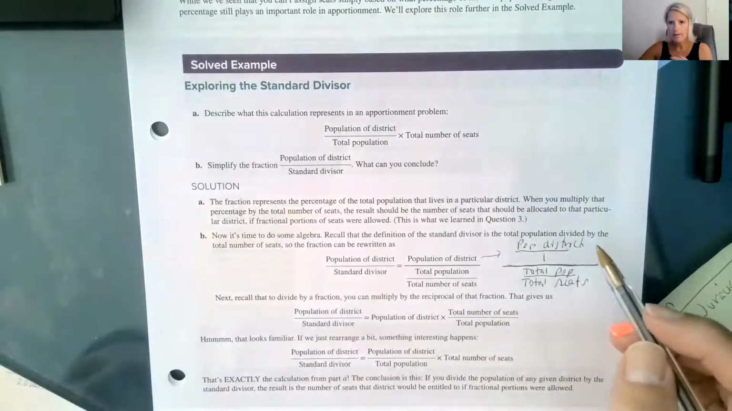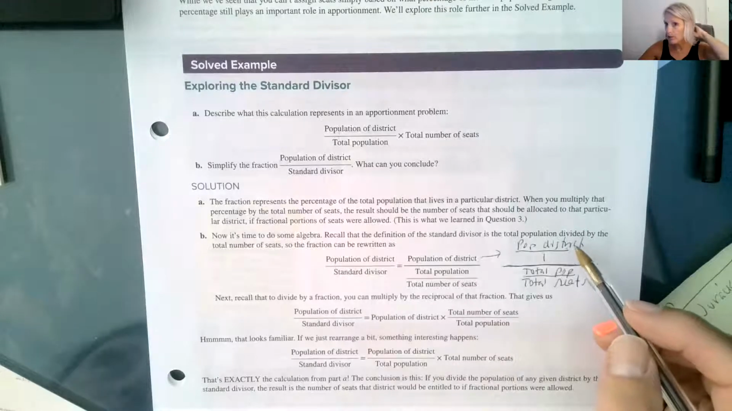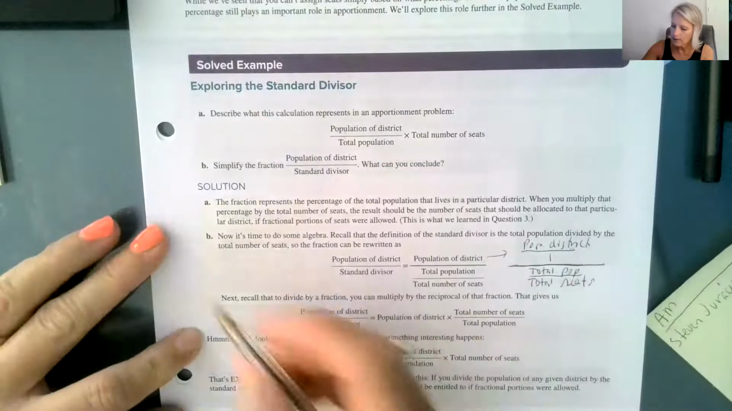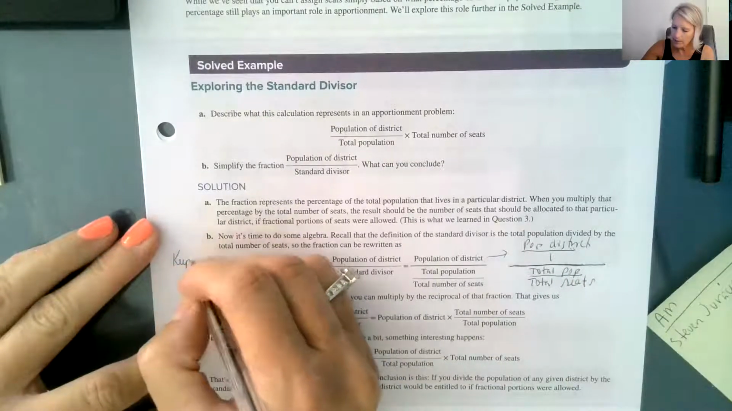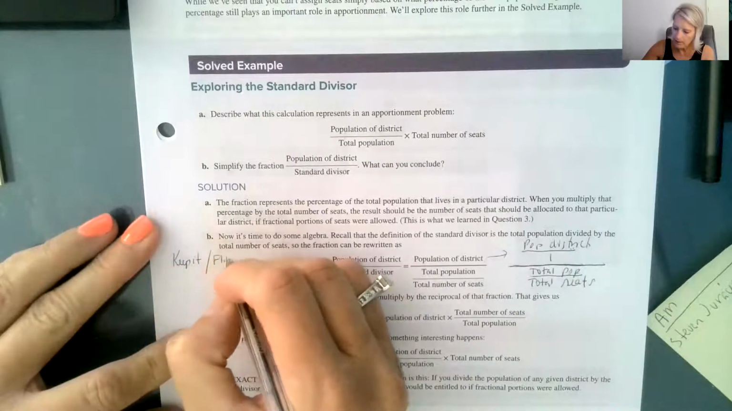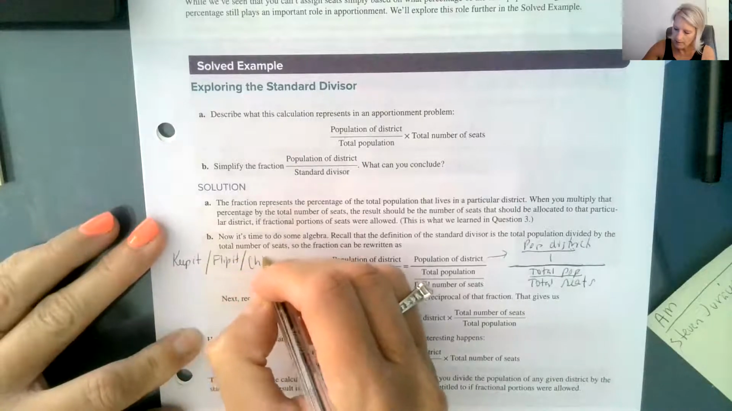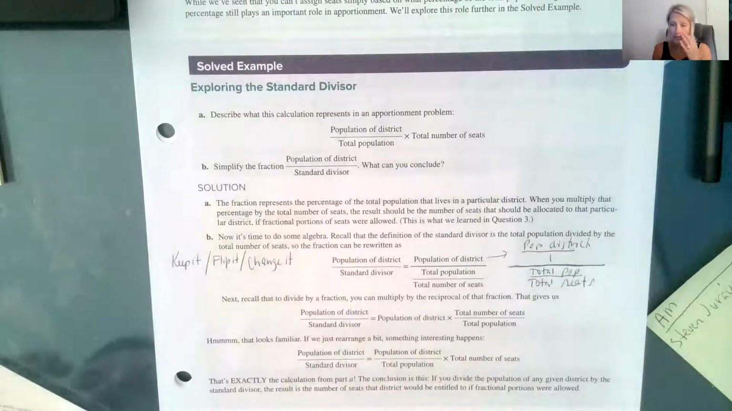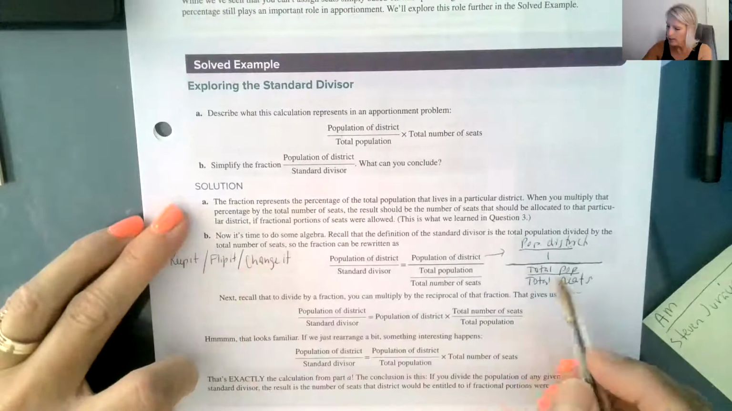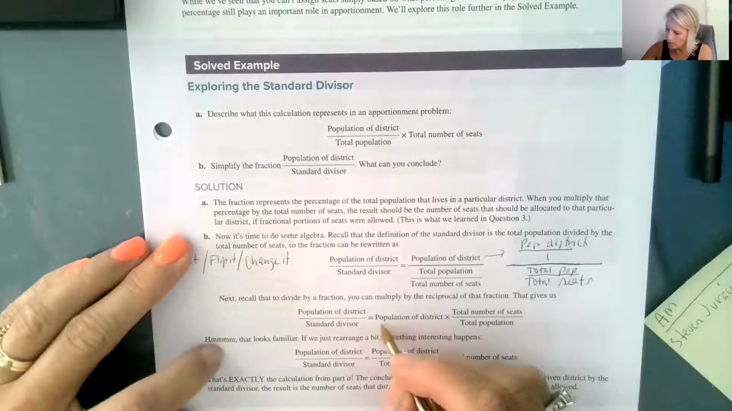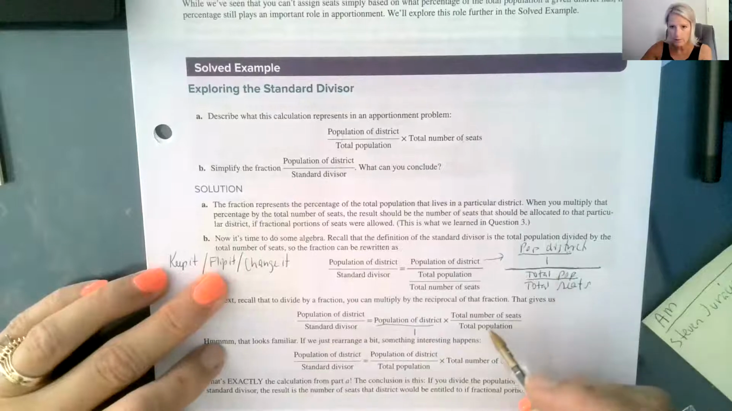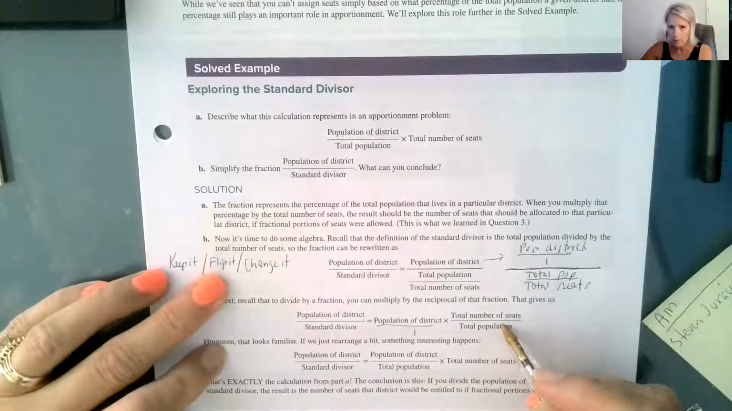Now, this is back in the little review section, the prep section. When you have a fraction divided by a fraction, it's KFC: keep it, flip it, and change it. You're not going to have to do this by hand. We're going to work through this all on Desmos today, but it's good to understand why it's working out. So keep it means the first fraction, we're going to keep it as is. And that's right here, population of the district over 1. Flip it means the second fraction, we're going to flip it. So that means the total number of seats is going to go on top and the total population will go on bottom.